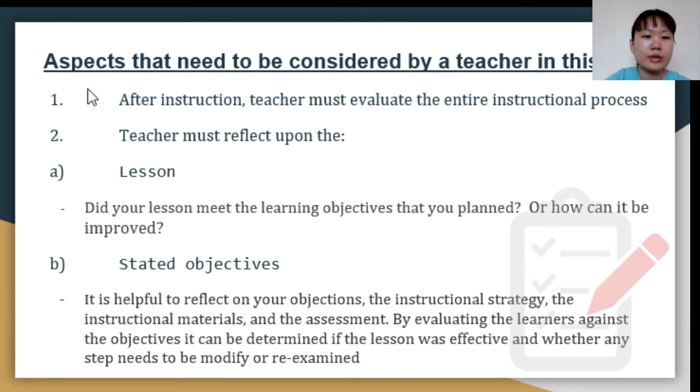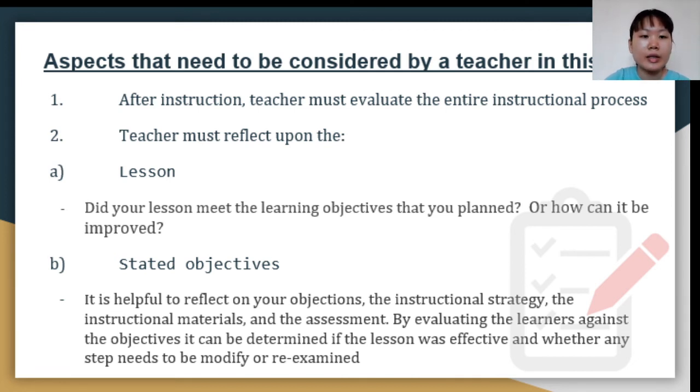Aspects that need to be considered by a teacher in this step. After the instruction, the teacher must evaluate the entire instruction process. There are a few things that the teacher must reflect upon. The first one is the lesson. Did your lesson meet the learning objectives that you planned early before the class starts, or how can it be improved if the learning objective isn't met by the students?